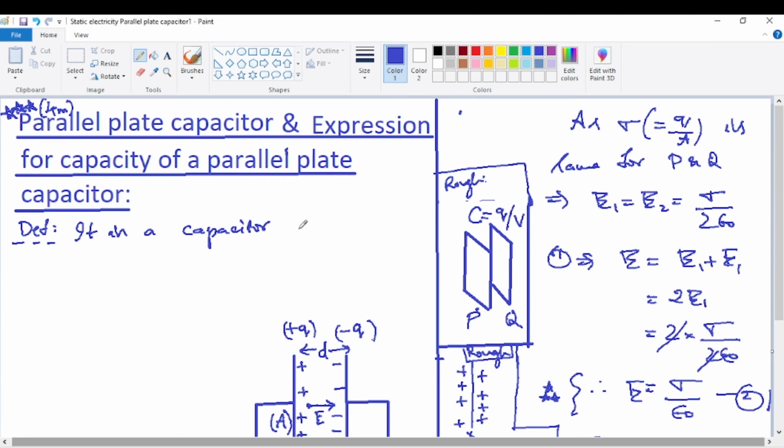It's a capacitor having two identical plates, like the rectangular plates here in this rough diagram, having two identical plates parallel to each other.